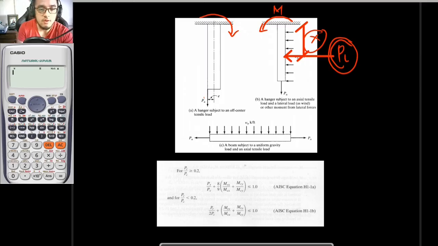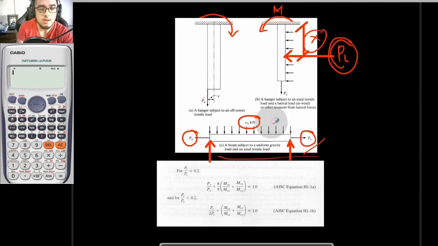Okay, and as for this third case right here, this is a beam subject to a uniform gravity load and an axial tensile load. As you can see here, there is an axial tensile load here and there is a uniform gravity load here. And if that is to be a beam, you should have a support here. So there is a support here. There is also a support here.